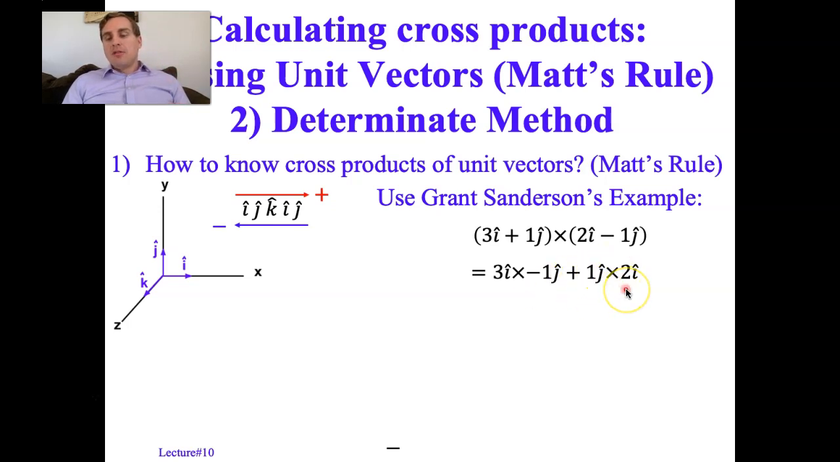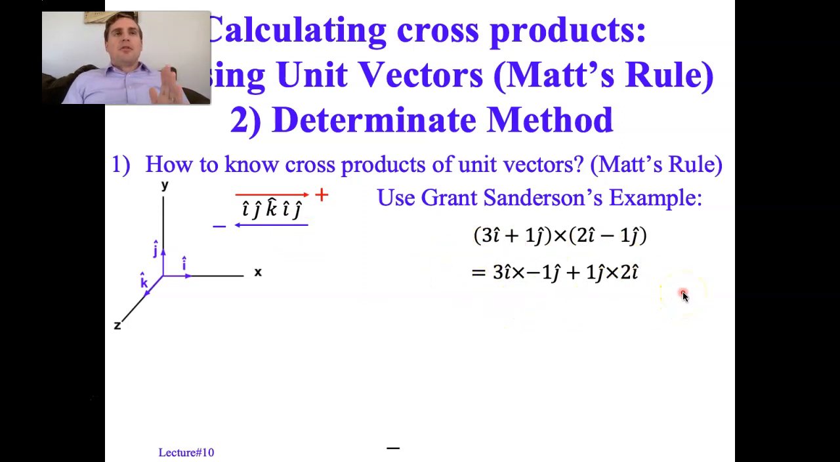And then how about here? Well, 1 times 2, that's the constant, should just be 2, but we need j hat cross i hat. So j hat cross i hat should be negative k hat. Or, sorry, I did that wrong. Let me try again. So j cross i should be negative k. That's correct. Y axis cross the x axis is the negative z axis.